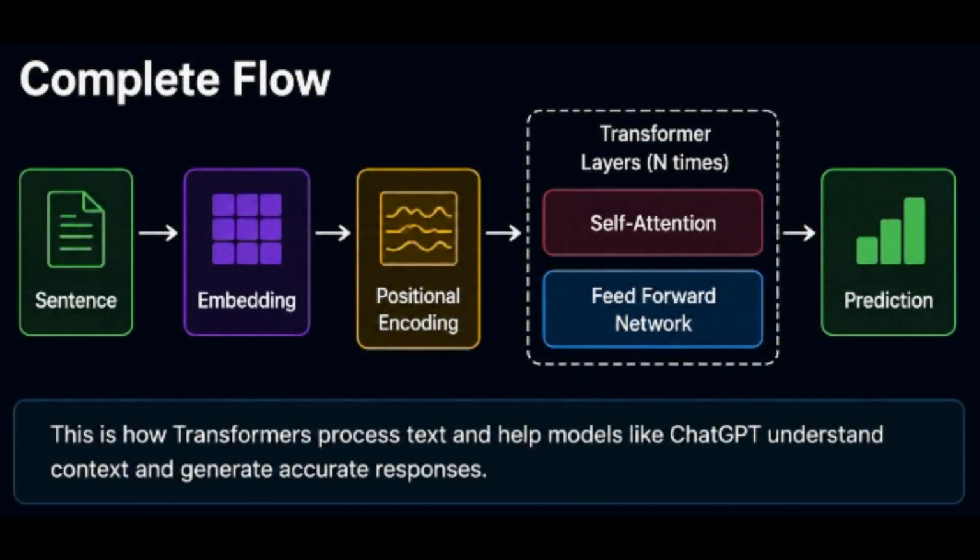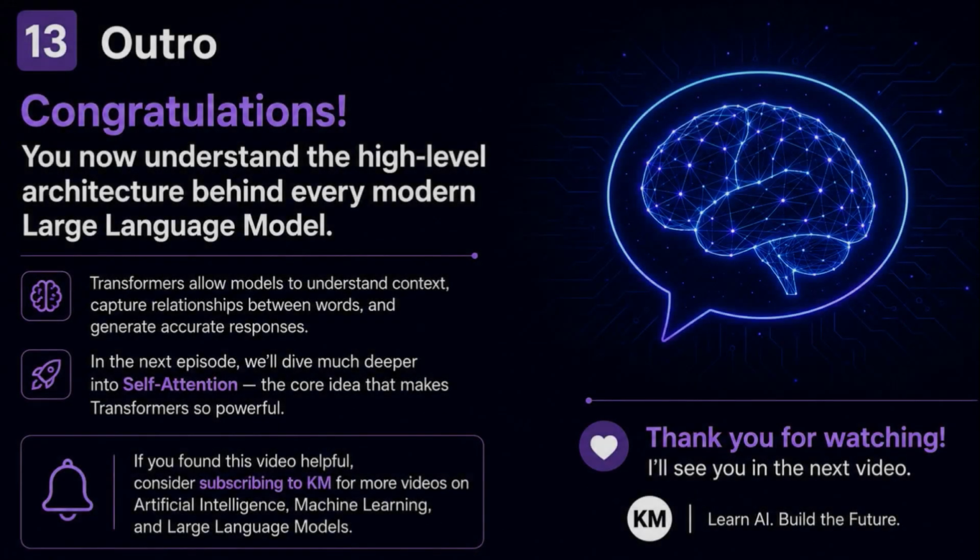So now you can see the complete journey. A sentence enters the model, every word becomes a vector, and positional information is added. Self-attention determines which words matter, and feed-forward networks enrich that representation. Residual connections preserve that information, and layer normalization stabilizes the training. Congratulations, you now understand the high-level architecture behind every modern LLM. In the next episode, we will dive much deeper into self-attention, and we will learn how queries, keys, and values work, and why they make transformers so powerful.